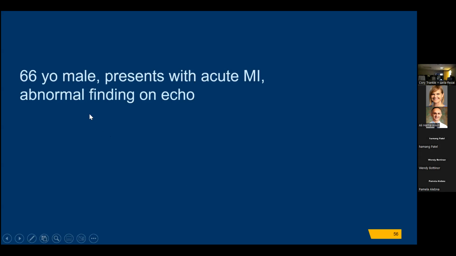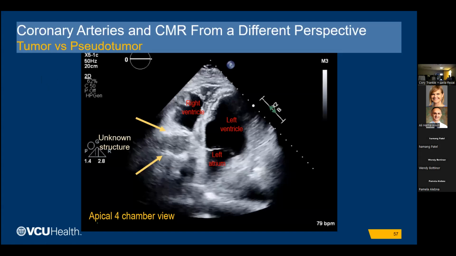This is another case. I believe we presented this years ago as a case, but this gentleman came to the hospital and he had acute MI. And he underwent an echocardiogram which showed an abnormal structure in the heart. So we have the apical four-chamber view here. And this was the abnormal structure. It's peripherally echogenic and centrally hypoechoic. And it's an elongated structure somewhere between the right ventricle and the right atrium.